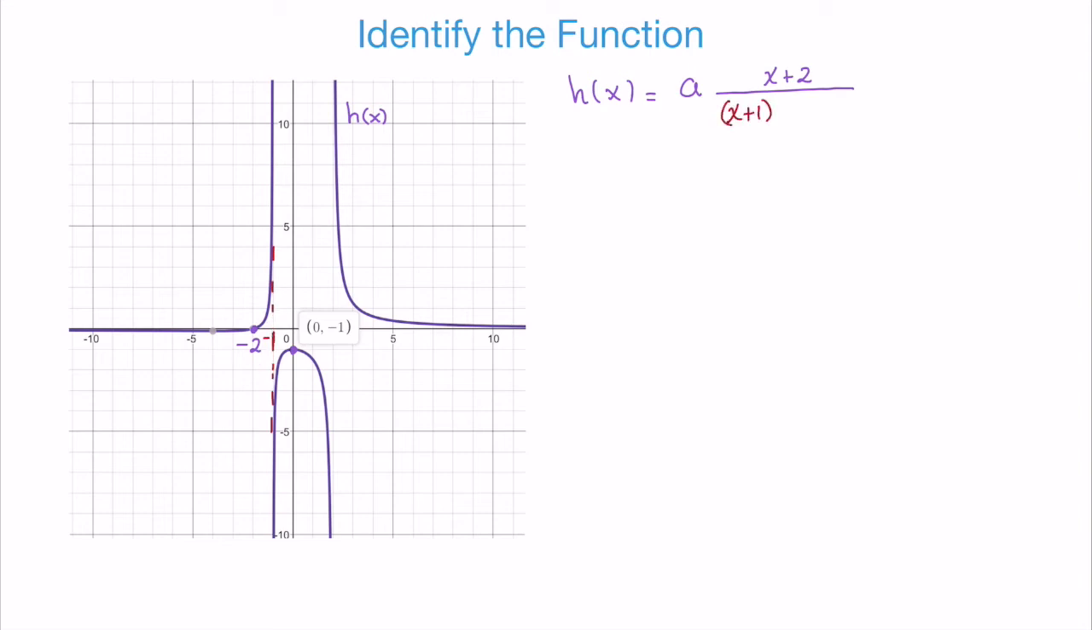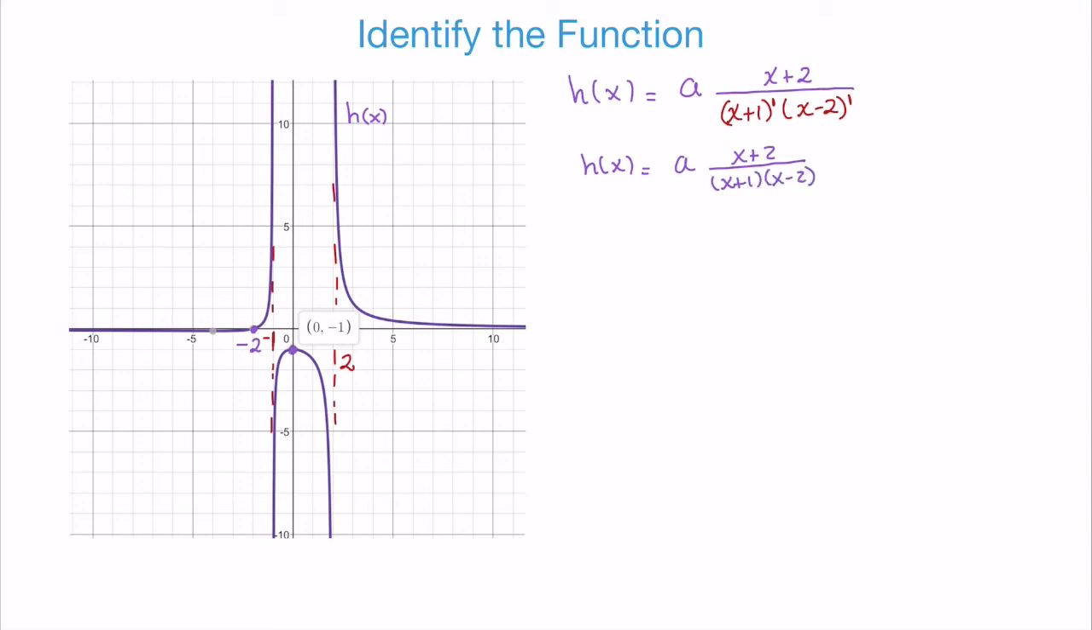And the other asymptote is here, that is 2. The corresponding factor is x minus 2. The graph approaches both asymptotes changing signs, opposite directions. So the exponents are odd, 1 and 1. So far, the equation looks like a times x plus 2 over x plus 1 times x minus 2.